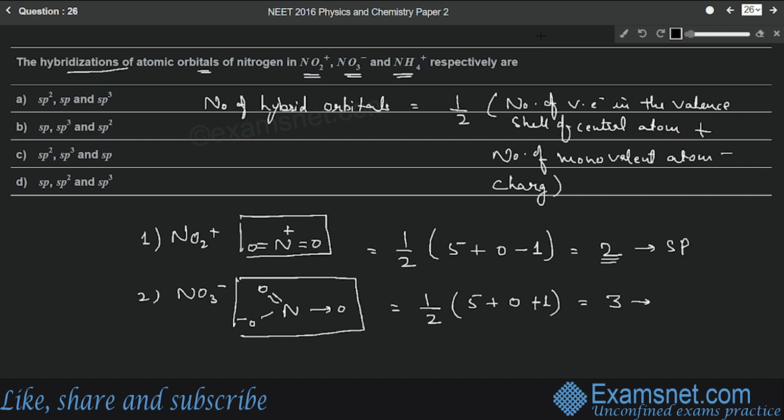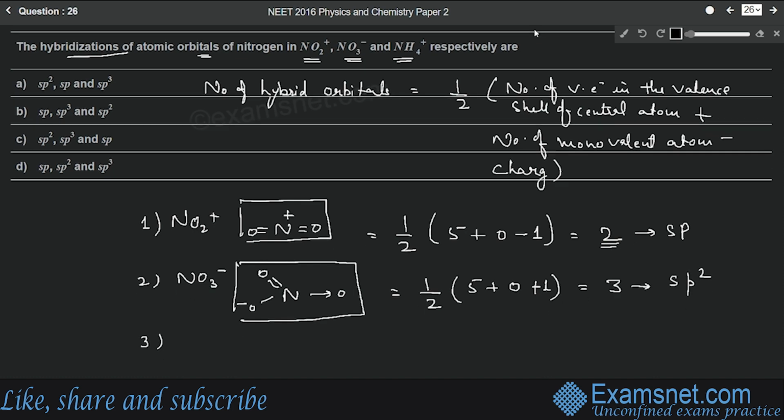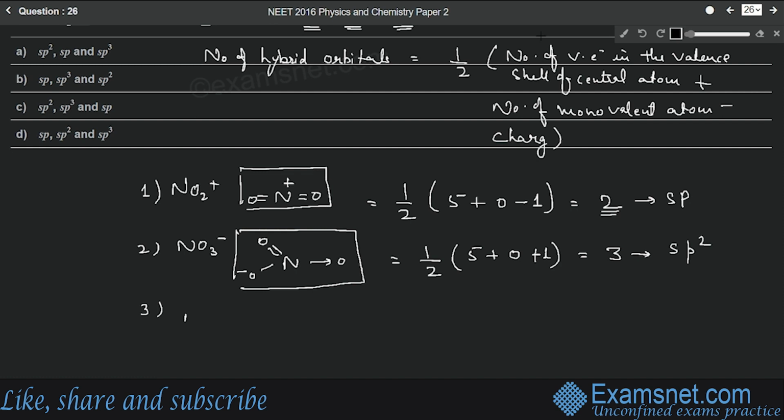So what is the hybridization? When the number of hybrid orbitals is 3, it will be sp2 hybridization. Okay, and the last one is NH4 plus, right? NH4 plus. So let's see the structure first. We have nitrogen here with plus charge, 3 hydrogens this side like this, and 1 hydrogen here. Now let's find the number of hybrid orbitals. So half. Again, the number of valence electrons in nitrogen will be 5, plus how many monovalent atoms are there?